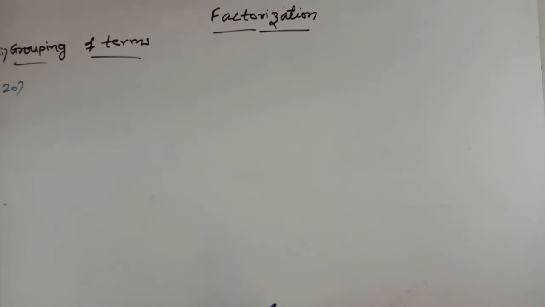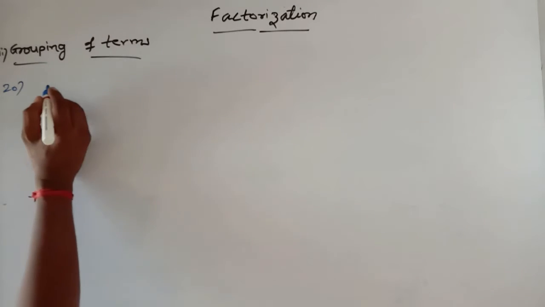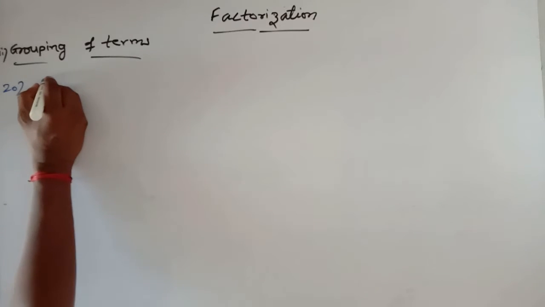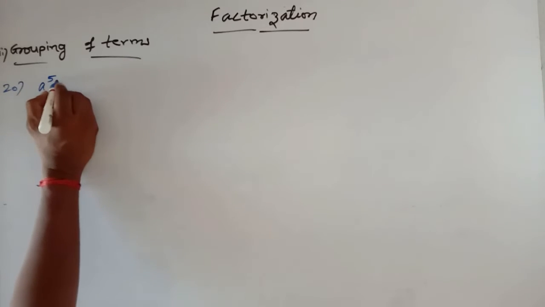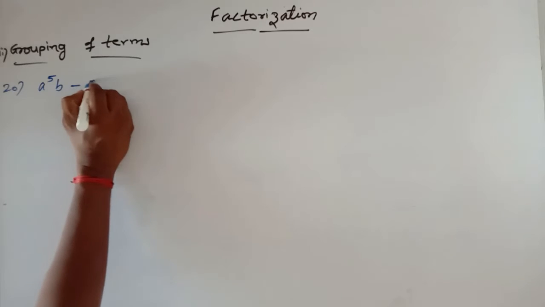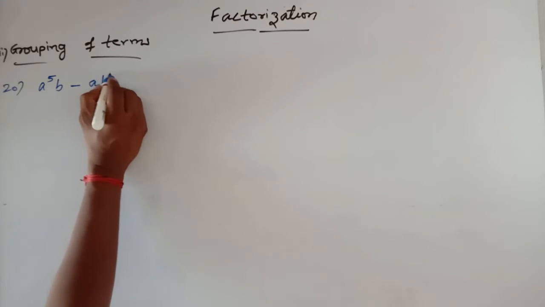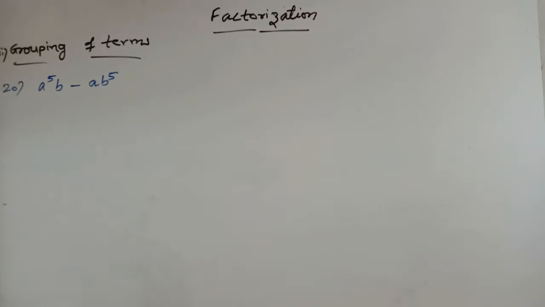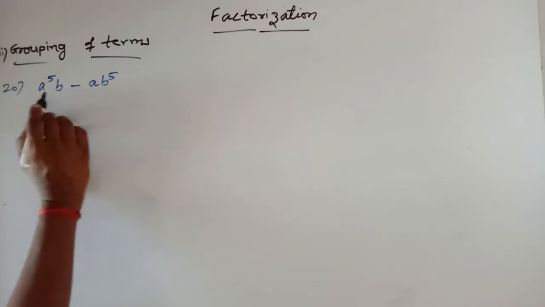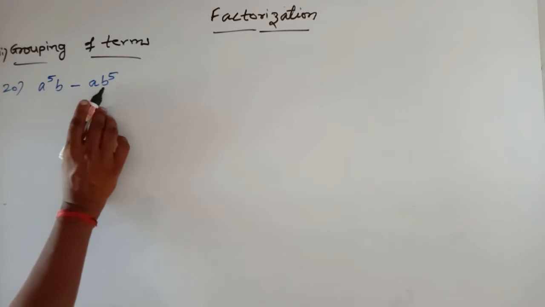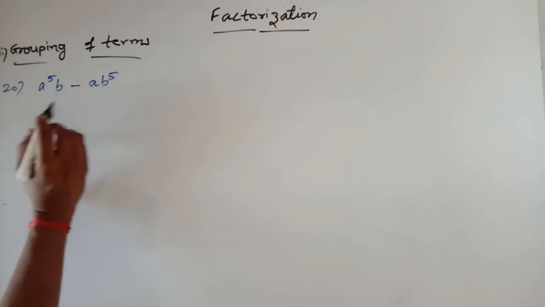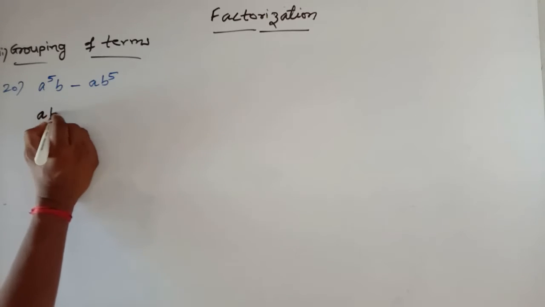Children, same way I am taking question number 20, factorize a to the power of 5 b minus a b to the power of 5. Same again by grouping of terms. So here in these two, what is common? a is common and also b is common, because ab. Now a is common, b is common.